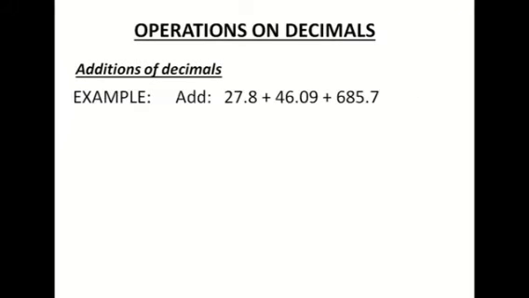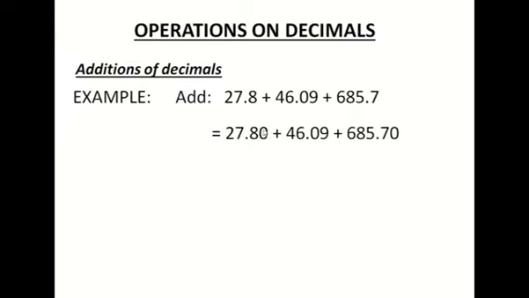Now we will do addition for decimals. Look at the example here. Add 27.8 plus 46.09 plus 685.7. If you look at the addends here, you can see 46.09 has 2 places after the decimal point, whereas 27.8 has only 1 place. Even 685.7 is also 1 place. So while doing addition for decimals, we will convert them into like decimals, which means we will keep the same number of digits after the decimal point. So let's do that part first.